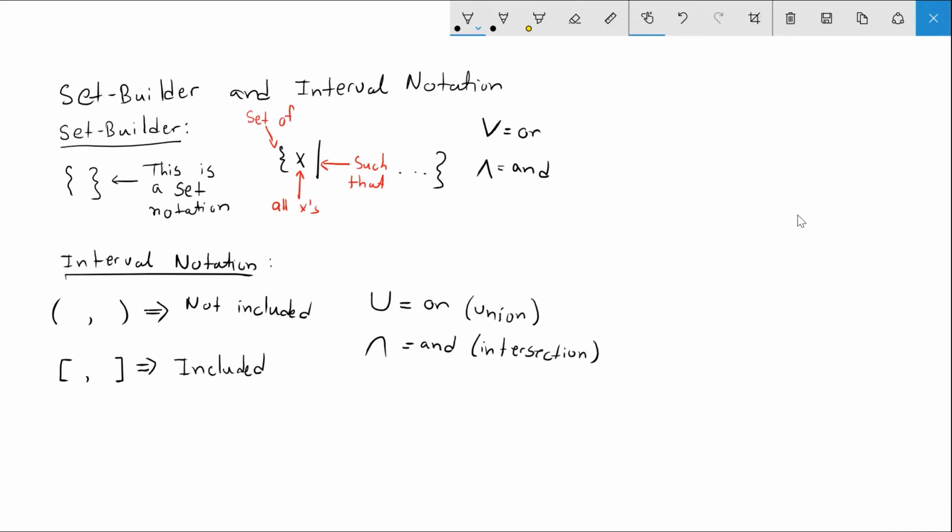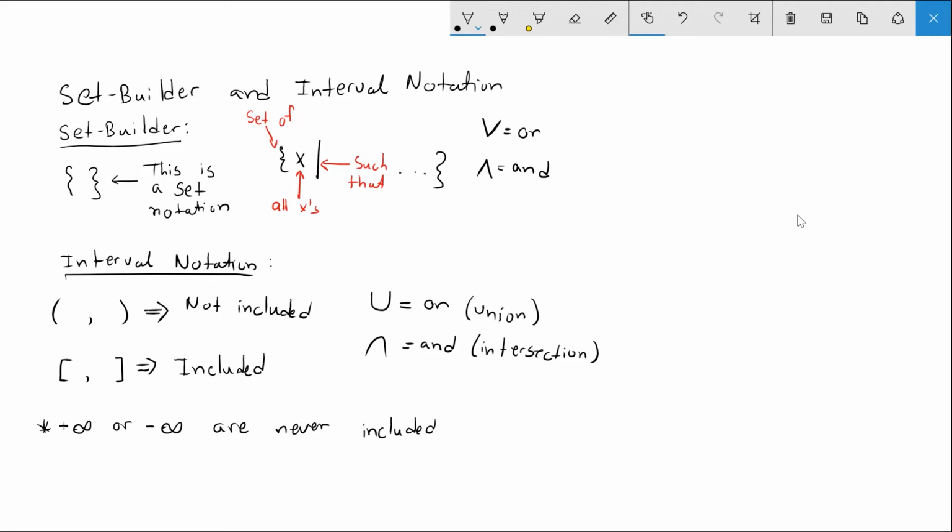For interval notation, whenever we have parentheses or whenever we have infinities, such as plus infinity or negative infinity, these will never be included. So you're always going to use open parentheses for these. So plus or minus infinity are never included.